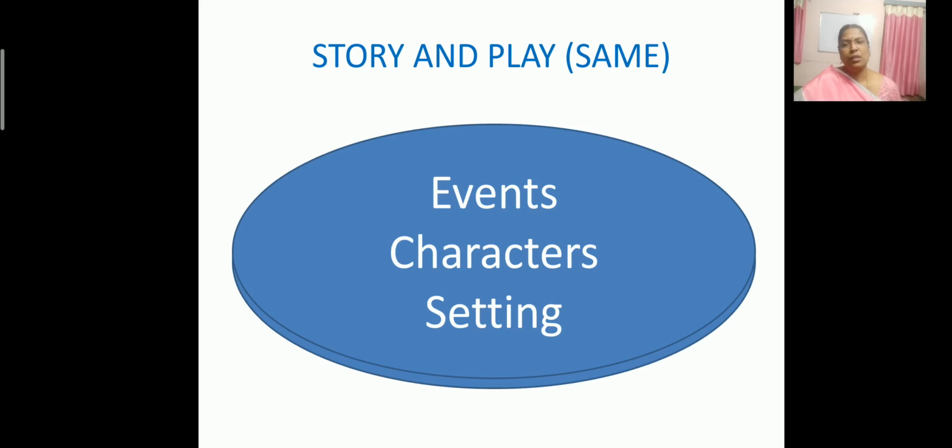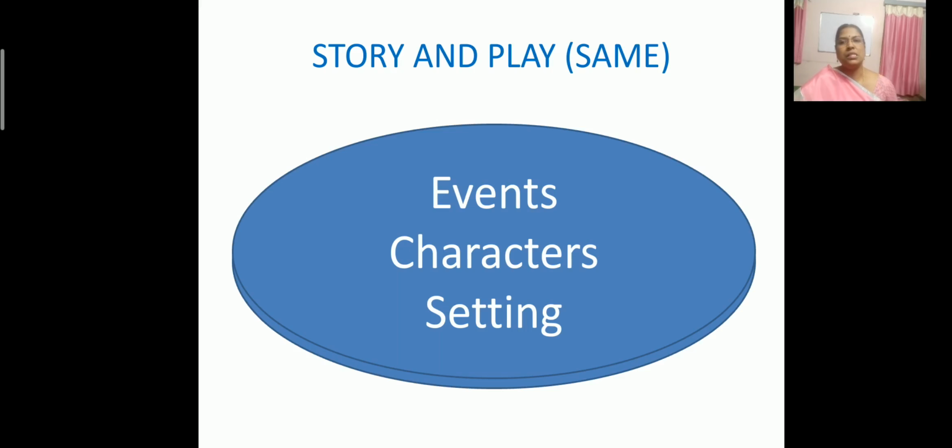And characters. Whatever characters are there in the story, the same you will have in the play. When you are converting a story into a play, children, the characters will not change. Characters will be the same. Now coming to the setting. Setting also will be the same. Setting is where and at what time it took place. All that will be given in the setting of the play.